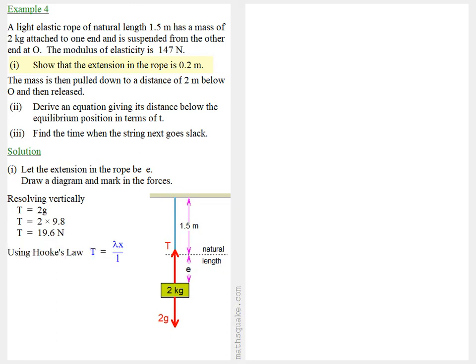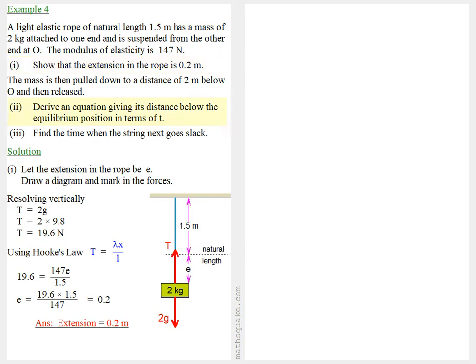If we now use Hooke's law, which is T equals lambda x over L, we've got T is 19.6, lambda is 147, and the natural length is 1.5. So 19.6 equals 147e over 1.5, or we can work out e is equal to 19.6 times 1.5 all over 147, which is 0.2, and so the extension is 0.2 metres. We're now told the mass is then pulled down to a distance of 2 metres below O, and then released.